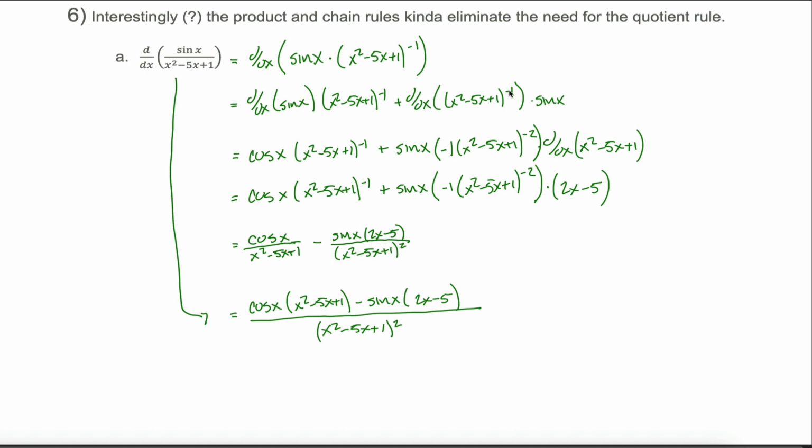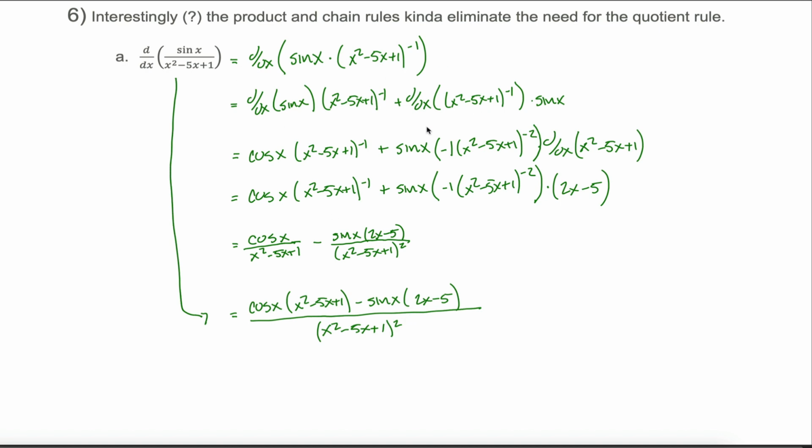The old exponent of negative 1 gets brought down in front here, which is what changes the plus, which comes from using the product rule, into the minus, which you need for the quotient rule. The purpose of this example was not to say that this problem was easier to do without the quotient rule. In fact, I think in this specific example, it's harder to do it without the quotient rule.